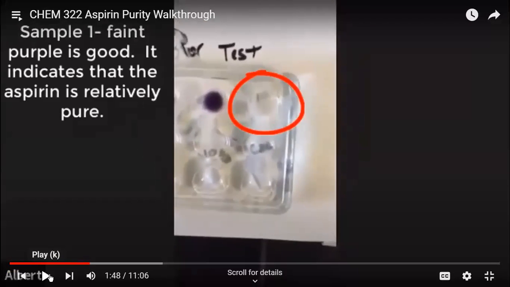All right, so if you're tracking sample 1, if you've been using sample 1 from the beginning, when we did the crude yield and recrystallization and actual yield, this is a very clean sample. Now, if we take an NMR of this aspirin sample, there probably is still some salicylic acid left, but the purple is very faint, right? It's not dark like the well next to it, and it's not dark like the crude. So this would be considered a good sample.